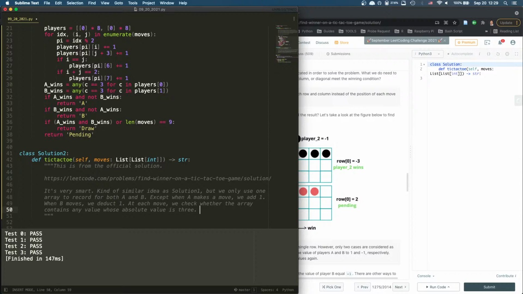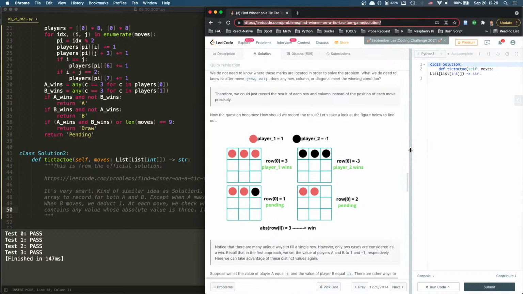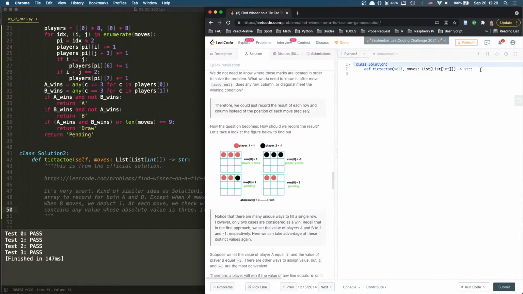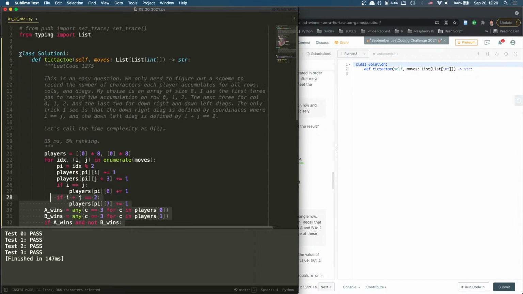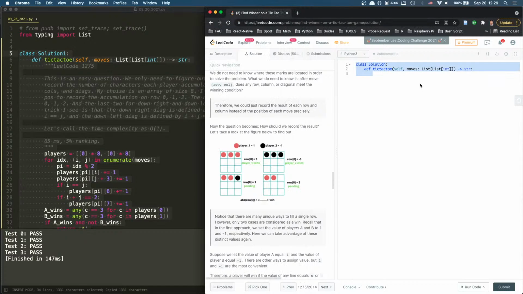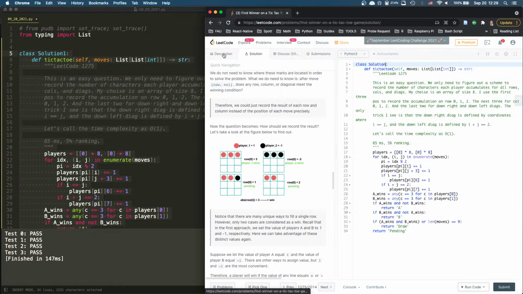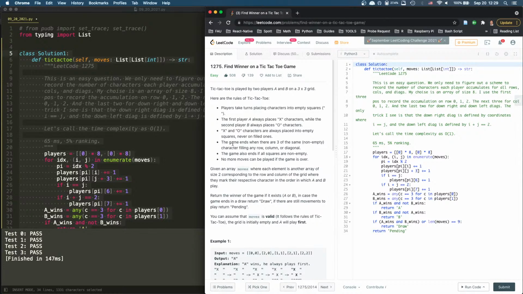Now, if no winner, hold. I just realized one thing. My solution will be different if... let's see the description again. How do you determine, right? So the game ends when there are 3 of the same. So actually this is not right. If someone wins, that should be it. Which means I'm thinking about this, right?